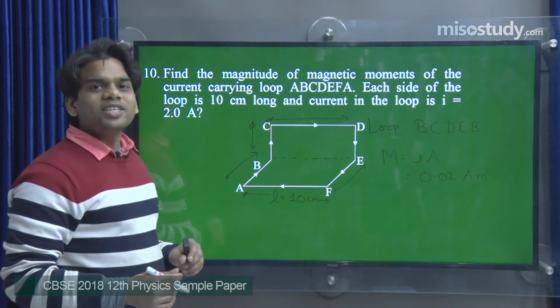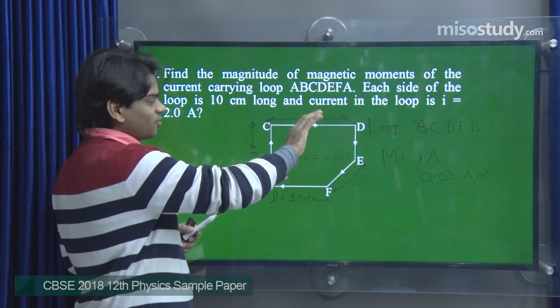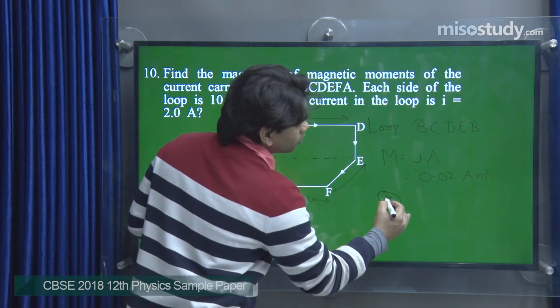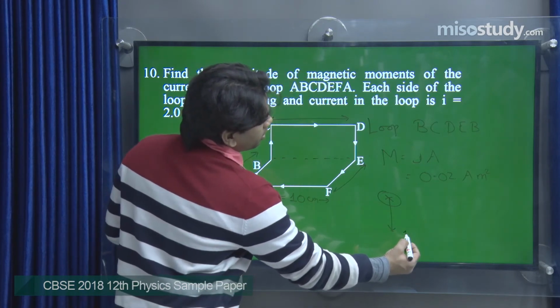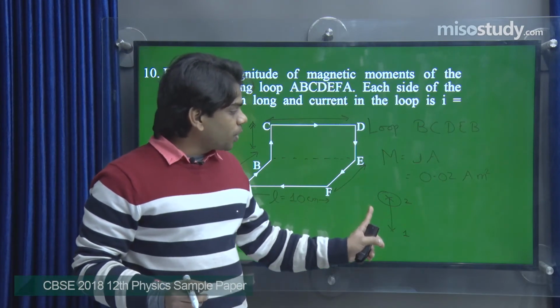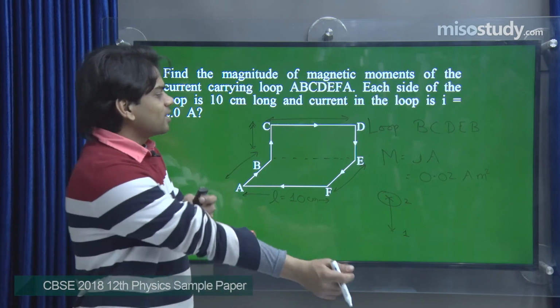Now what is the sense of this magnetic moment? You see here, if you curl your fingers in this way, the thumb is pointing into the plane of board, so we'll be having two vectors, one going into the plane of board and one directed downwards. This is vector number 1, and this is vector number 2. So the resultant of these two perpendicular magnetic moments will be found in vectorial form.